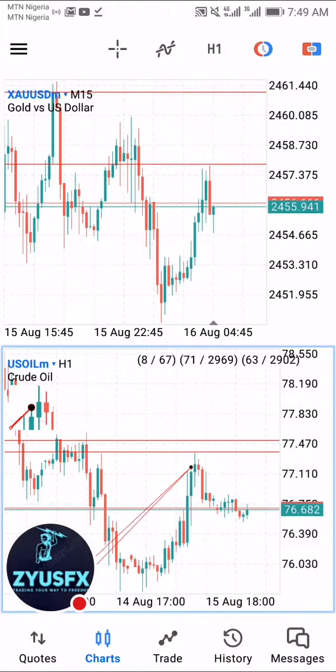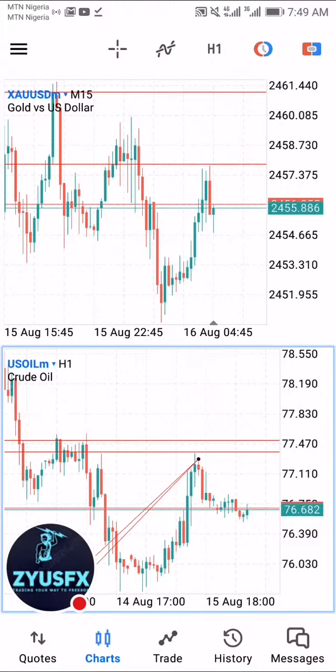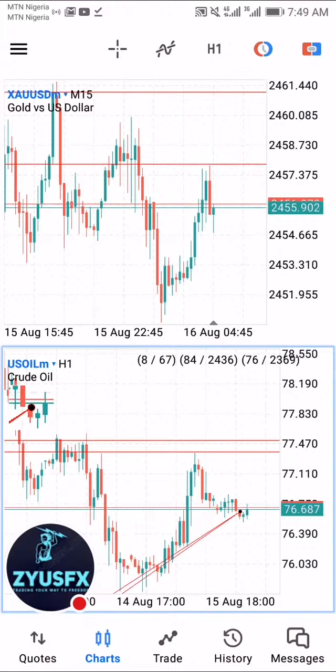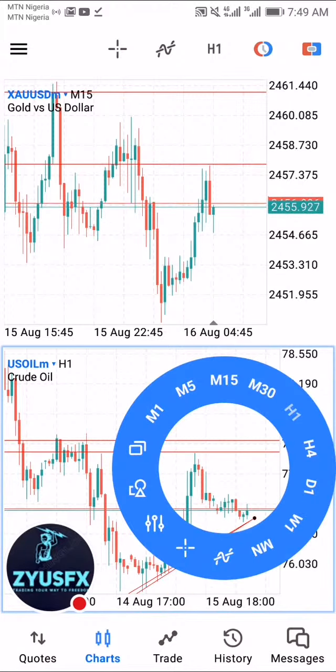As you can see, when price gets to the level, it left a weak rejection, and price continued down. Let's scale down.